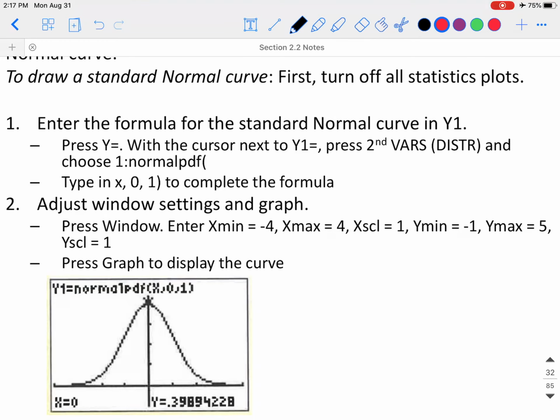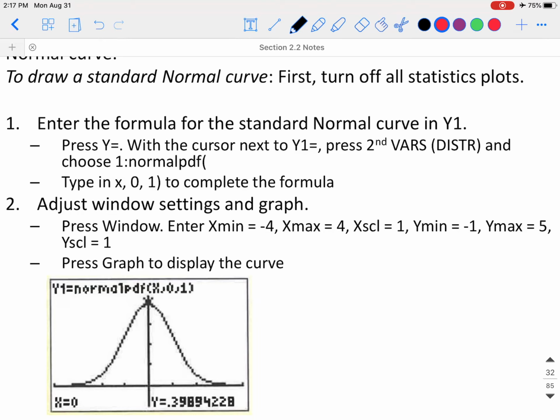It should bring up all of this into your y equals, and the left parenthesis should be available. Then you're going to type in x, 0, 1, and close your parentheses to complete the formula. You're going to adjust the window setting and graph it. The window in this case has an x minimum of -4, so it's -4 standard deviations to the left, 4 standard deviations to the right, with an x scale of 1.